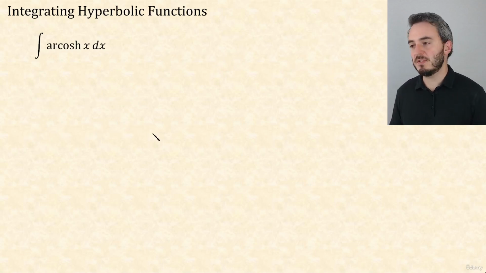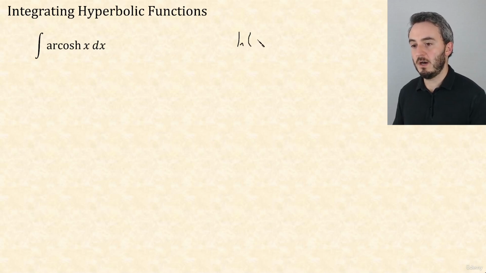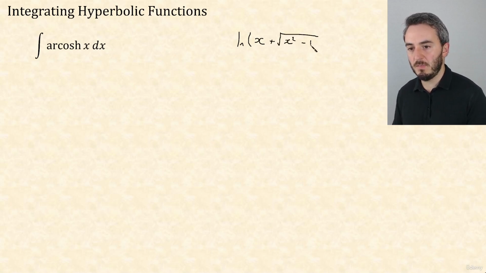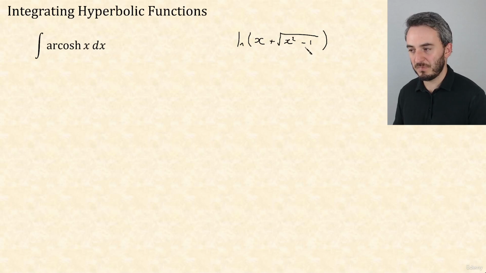Okay, let's have a go at this. The integral of arcosh x. So the integral of the inverse hyperbolic function. Maybe there's some temptation here to use the fact that arcosh x is ln of x plus the square root of x squared minus 1. But this is going to be no fun to integrate at all. So I really would not recommend that technique.